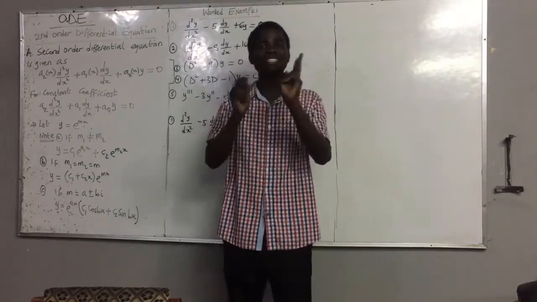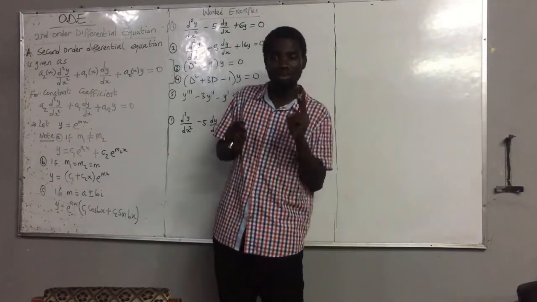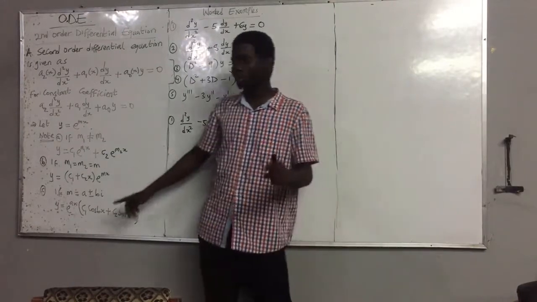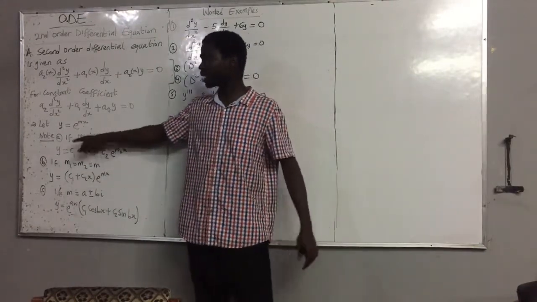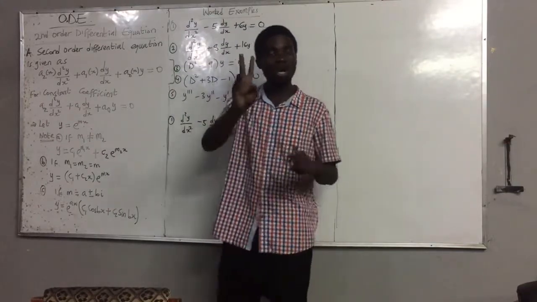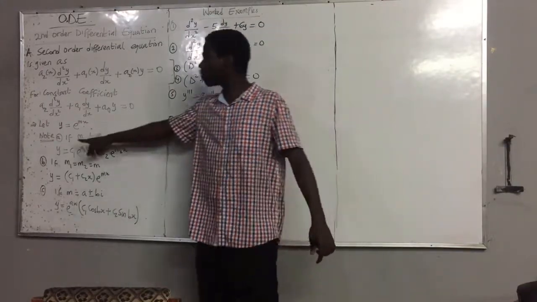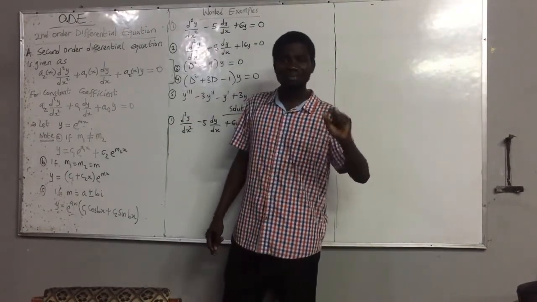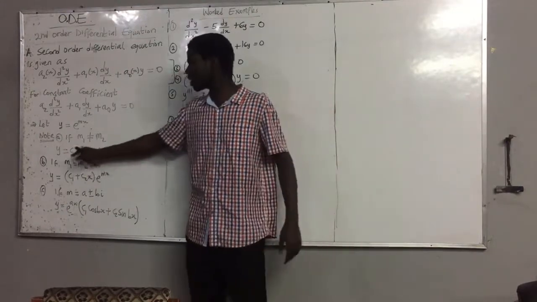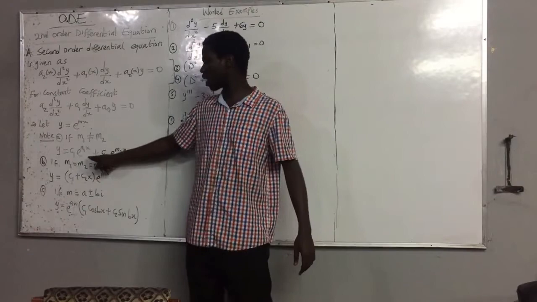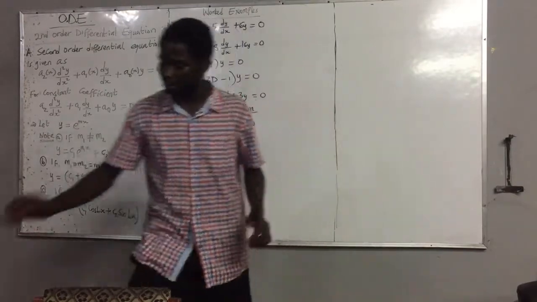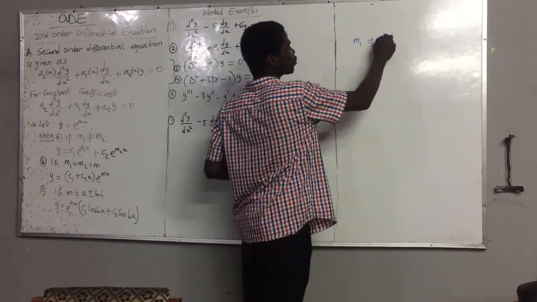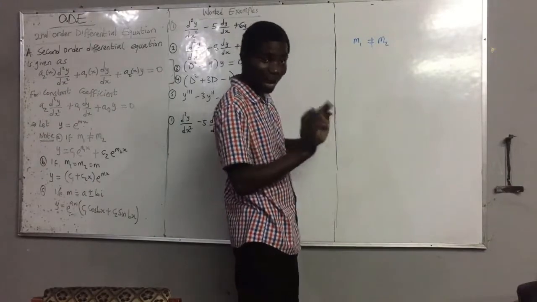If your answers are real and distinct, that is not complex numbers, what will happen? Let's call your two answers m1 and m2. If m1 is different from m2, the solution of the differential equation will be what? y equals c1 e raised to power m1x plus c2 e raised to power m2x. It's very simple. Let me show you what is happening there. When you get m1 and m2 and they are different from each other, the two roots are different from each other, right?